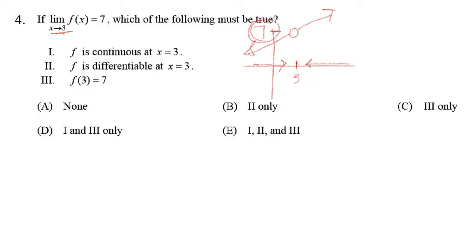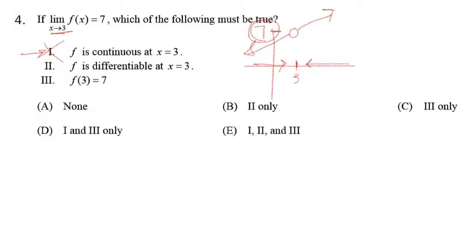But keep in mind what could happen here. As x approaches 3, we're talking about what our y values are approaching, not equal to. It's just what are they getting super close to from the left and from the right. So let's look at this first statement. F is continuous at x equals 3. From my drawing, we see that doesn't have to be true. We do not have to have a continuous function for that limit to exist. So we're going to cross that out.